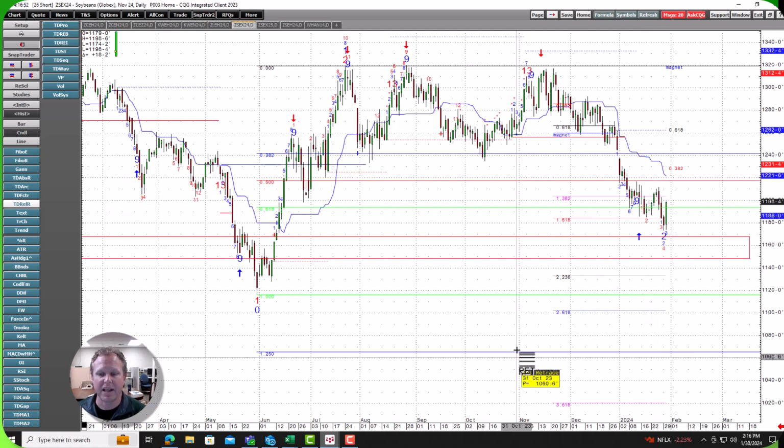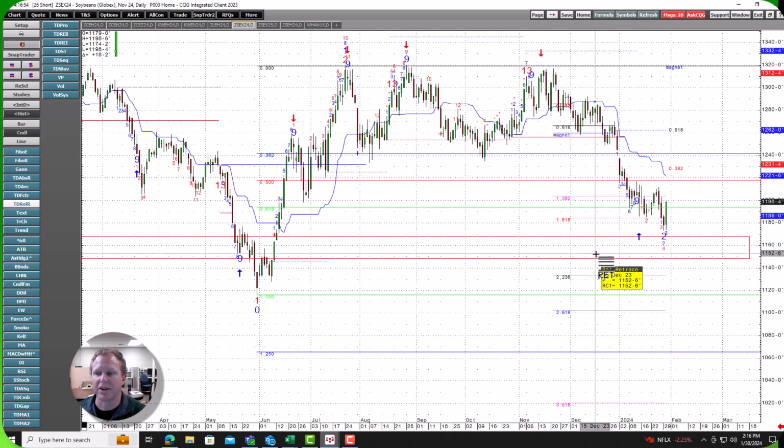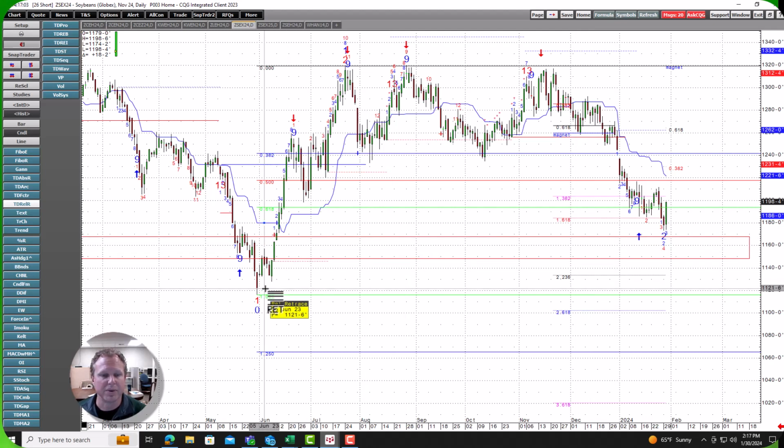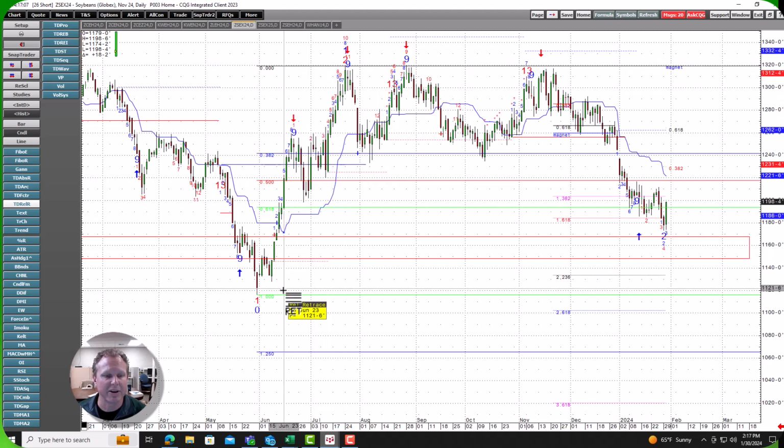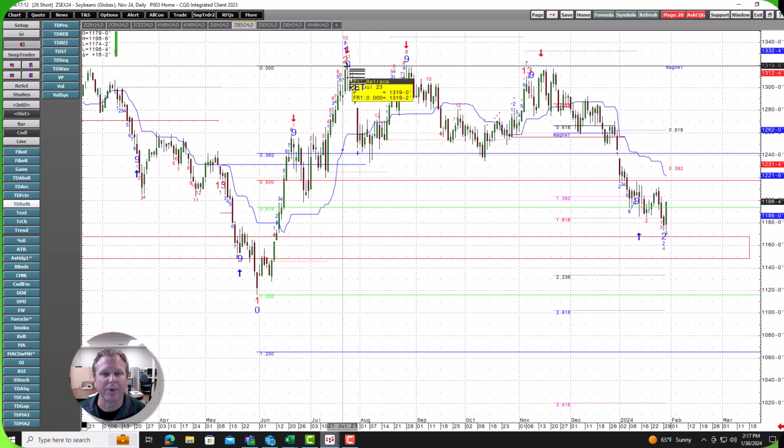Okay, there's a lot of lines on this chart, and I don't have them on there to confuse you. I only have them on there to provide some clarity and context around price action. So the lines over here that start at this low and go to this high represent the entire move from the May low through the July high, okay? And then these lines back here are the 38.2, 50%, and 61.8% retracement of that move.